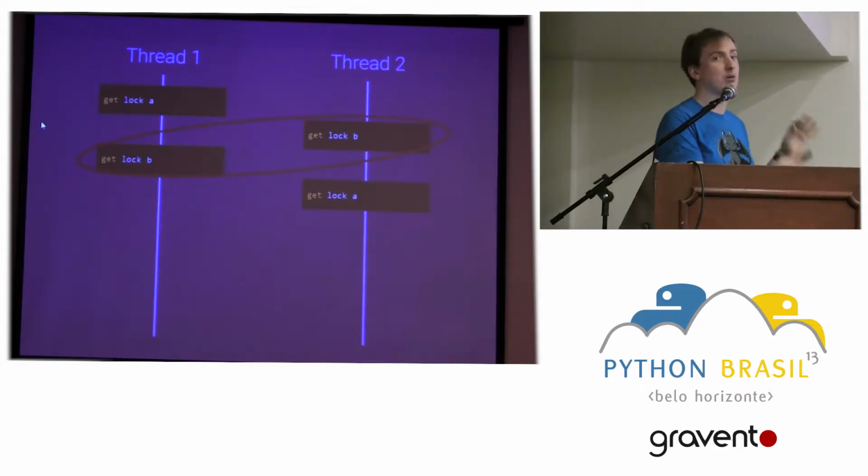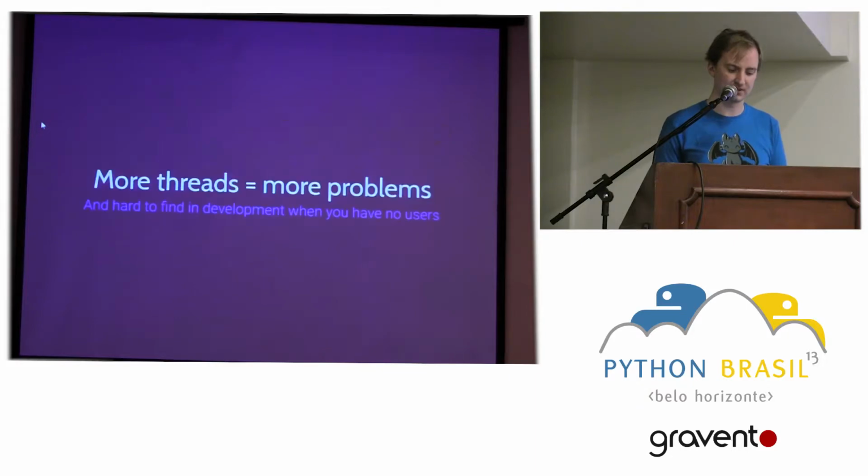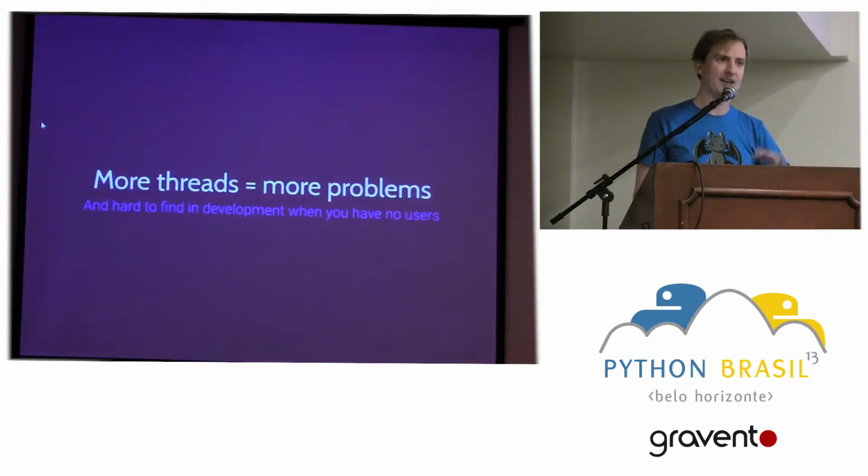Like, it takes about 20 lines of code to do a simple transfer of funds safely. That's just the way this stuff works. And the more threads you have, like this is just 2. If I had 5 or 10 or 20, you're going to get more and more problems. And this is one of the things that you really don't want to have to deal with.